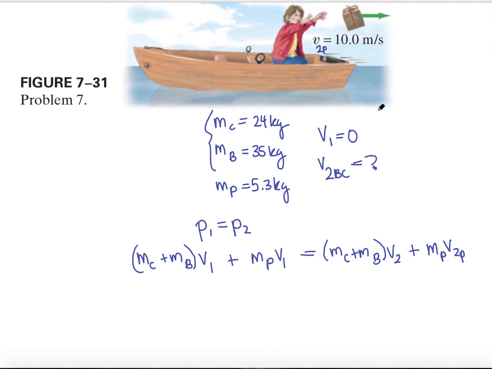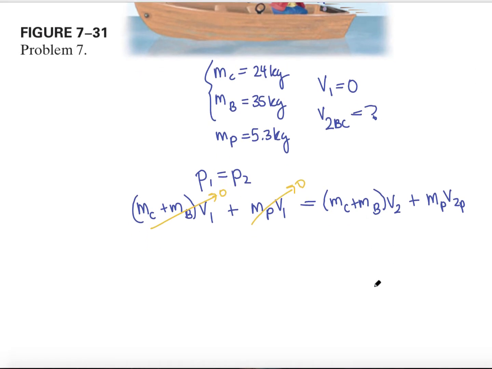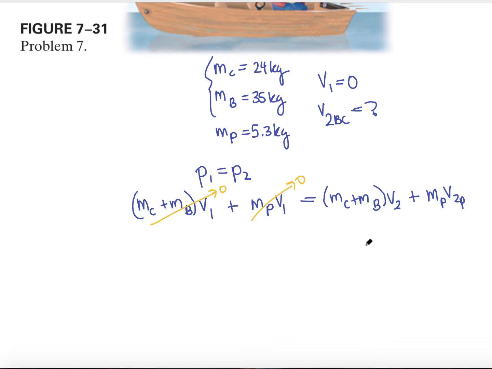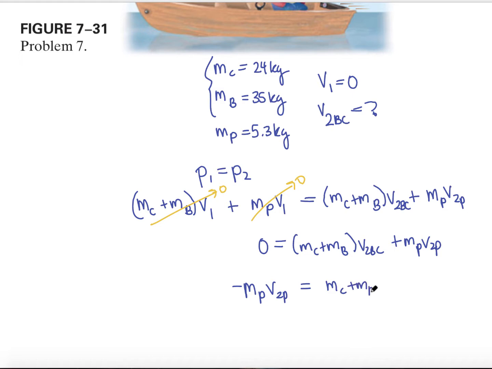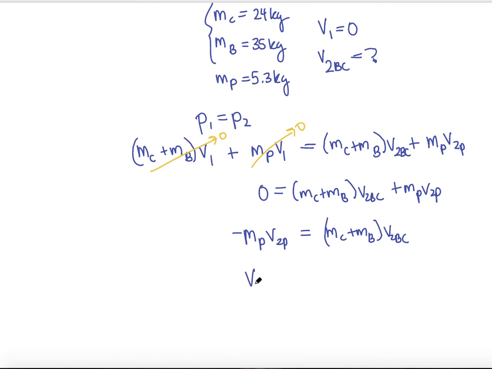So, thankfully, V1 is 0, so everything on the left side cancels out, and all we're left with is what's remaining on the right. So, I want to know V2 of the boat. So I guess I should label this V2 BC, I'm sorry. And so solving here, we start off with 0 is equal to MC plus MB times V2 BC plus mass of the package times V2 of the package. Move this over, so we have negative mass of the package times its velocity is equal to the sum of the two masses in the boat times V2 BC. And finally, just divide by those two masses added up.